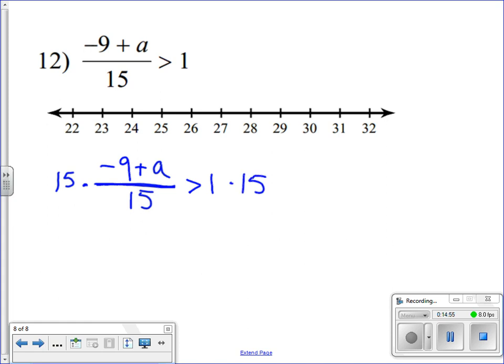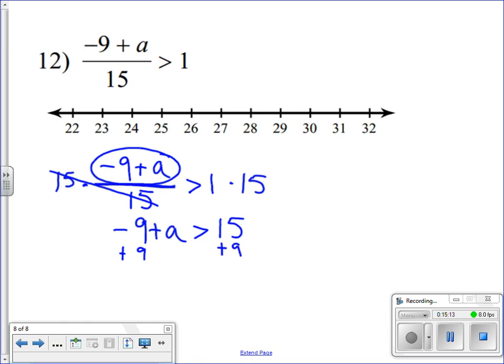Okay, so that means both sides. This part cancels out and I'm left with all this at the top. So that means I have negative 9 plus a is greater than 15. I now need to get rid of the negative 9, so I'm going to add 9 to both sides. This cancels out. I'm left with a positive a. I like positive numbers. Helps me out a little bit. So I have a is greater than 24. To graph that, I go to 24, open circle or closed circle.